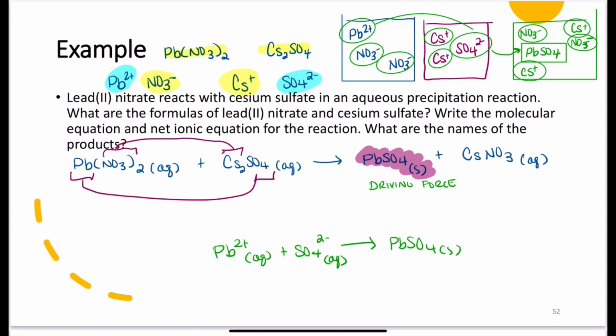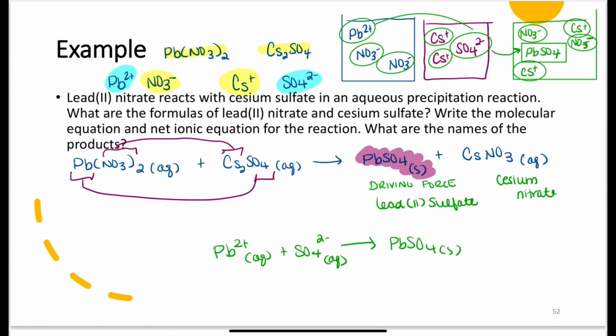So we've got, let's see, formulas of lead nitrate and cesium sulfate. We've got molecular equation, we've got net ionic equation, we've got the names of the products. What are the names of our products here? This is lead(II), we have to specify the charge here, sulfate. And cesium nitrate.